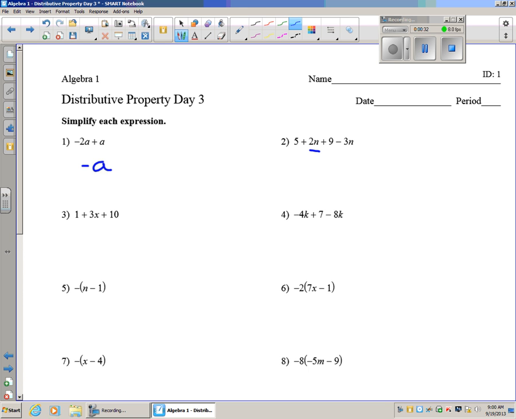Number 2, you're going to combine the n's first. So you have 2, you owe 3, you still owe 1. And then, of course, you combine your numbers. 5 plus 9, that's 14.